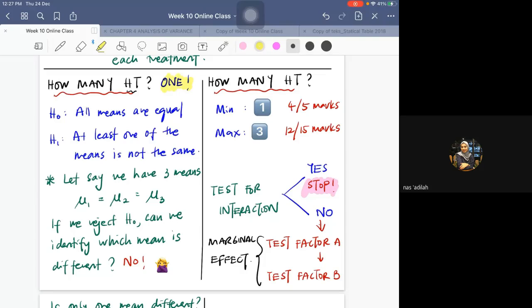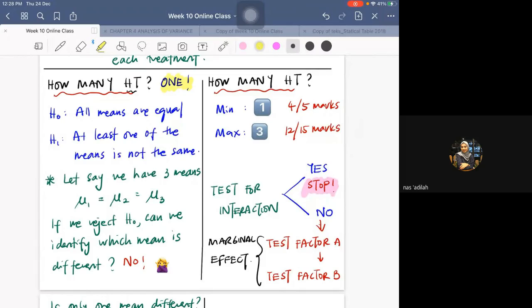We only know that at least one of the means is not the same, but we can't tell which one is actually not the same. Or it could also be that none of them are the same. They could all be different. That is possible as well. But the main point is that we can only test whether all are equal or not all are equal. That is the only thing that we can do for one-way ANOVA. We can't tell which one is different or how many of them are different. Is it only 1 that is different? Are 2 different? Or are all of them different? We have no information about all of that.